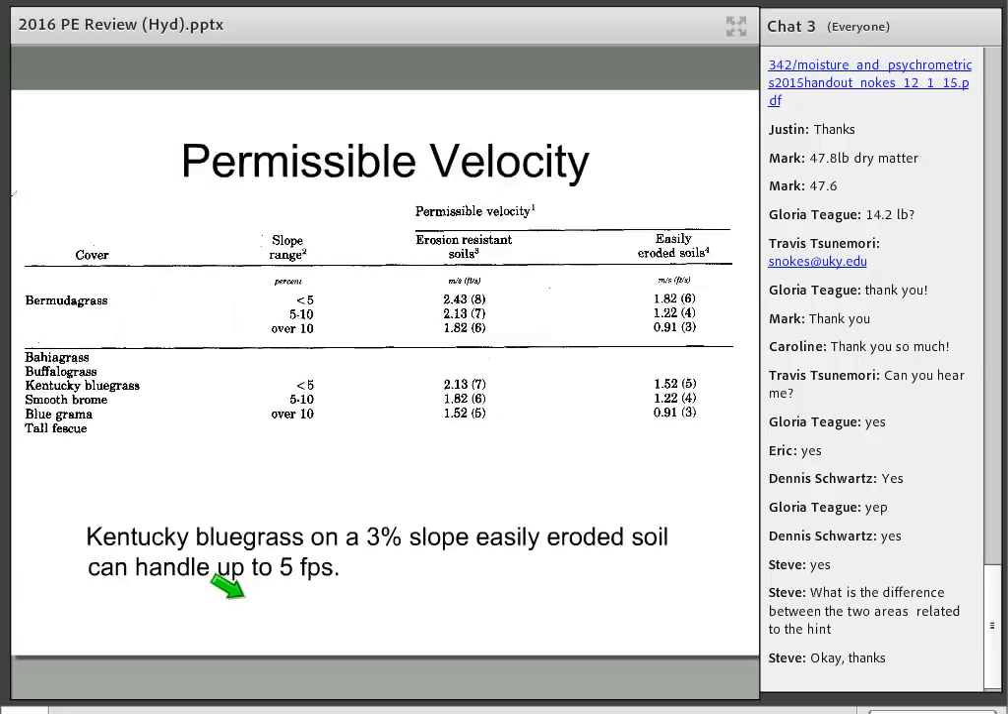Okay, first you've got to look at permissible velocity. You've got a Kentucky bluegrass on a 3% easily eroded soil. That takes up to 5 feet per second. Let me back up here and show you exactly where that comes from.